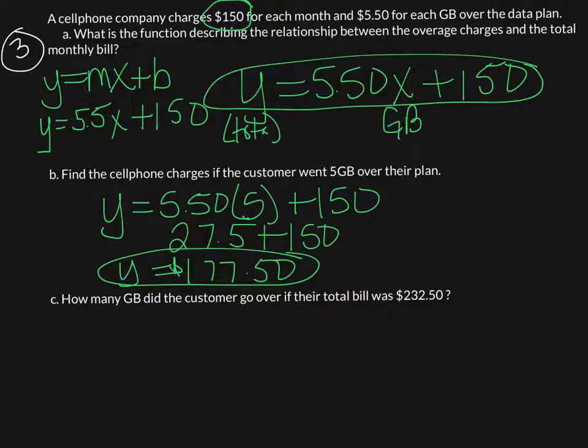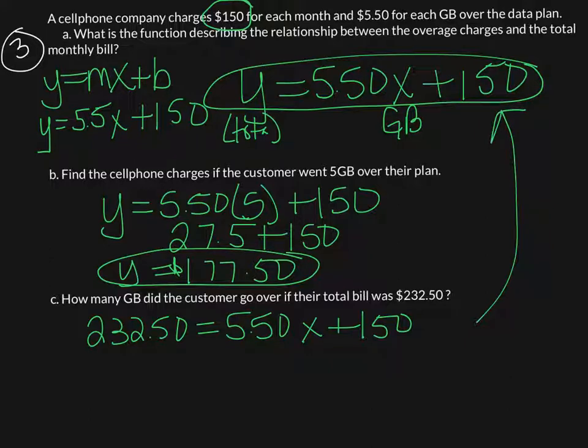How many gigabytes did the customer go over if they had a total bill of $232.50? Now they're giving us the total, so now they're giving us y. So we have $232.50 equals 5.50x plus 150. Again, I just used my formula. Now I have to solve for x.